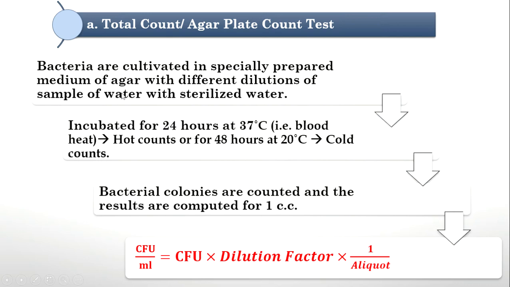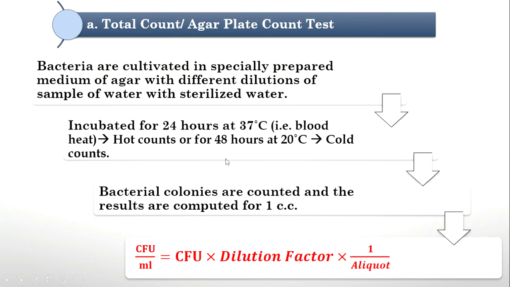For example, first we will take 10 ml of water and mix it with 10 ml of sterilized water. And another sample we will take 10 ml of water and mix it with 100 ml of sterilized water. Like that, different dilutions we will take. And these dilutions are incubated for 24 hours at 37 degrees Celsius. They are known as hot counts, or 48 hours at 20 degrees Celsius, known as cold count. Either way you can incubate it: 37 degrees Celsius for 24 hours or 20 degrees Celsius for 48 hours, giving hot counts or cold counts.